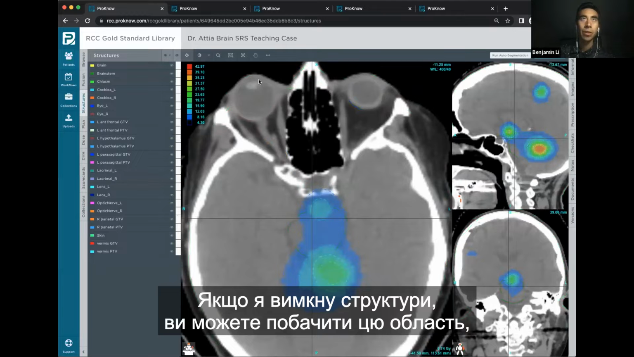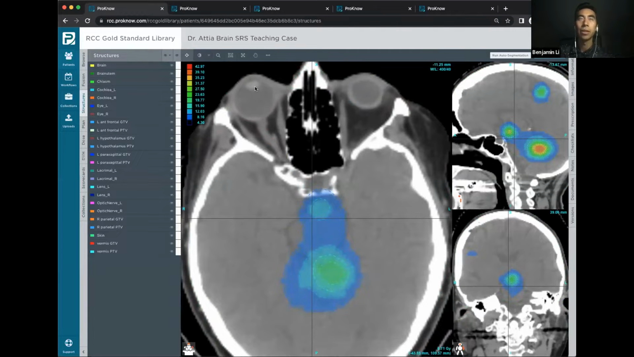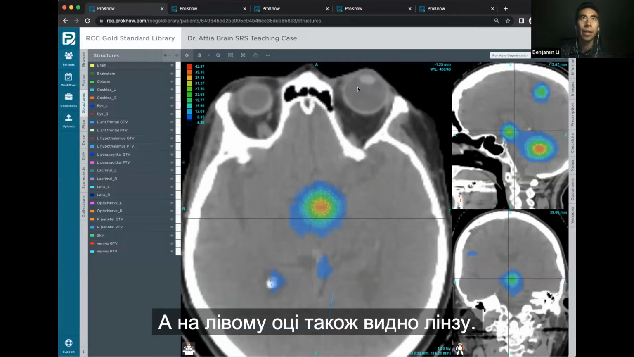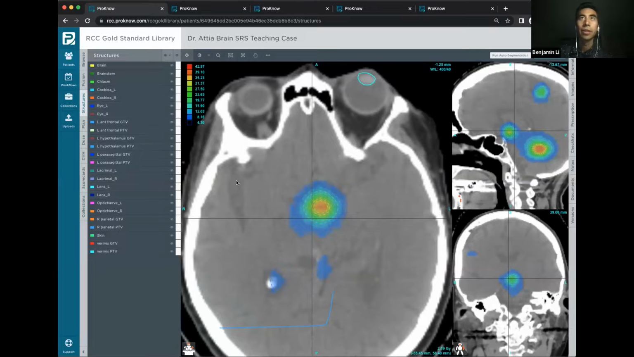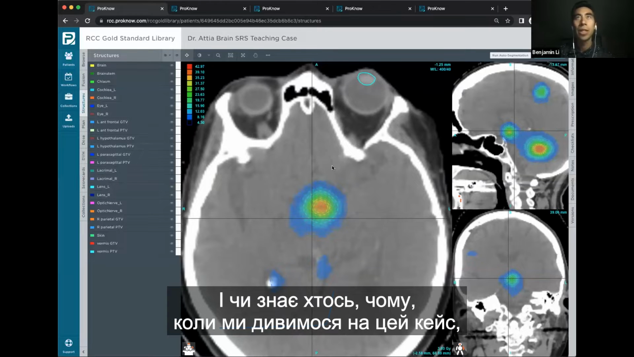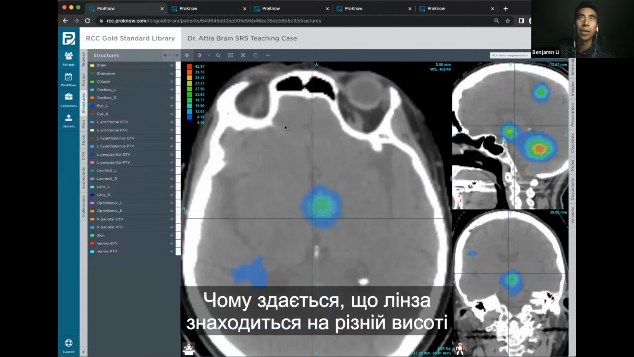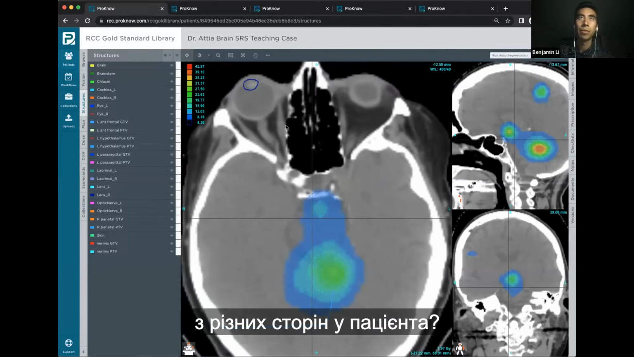If I turn off the structures, you can see this area that is less dark. This is the lens. And on the left eye, you can also see the lens. Does anyone know why, as we're looking at this case, I don't see the lens right here? Why does it look like the lens is at different heights on different sides of the patient?